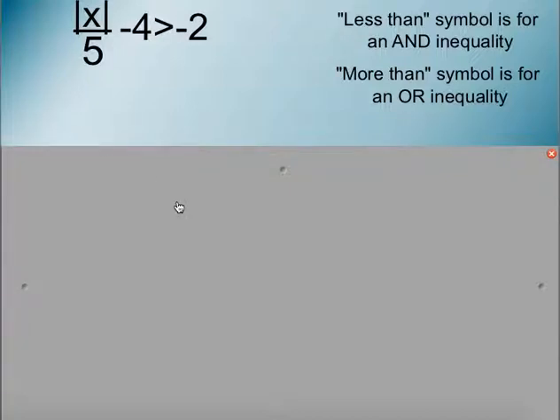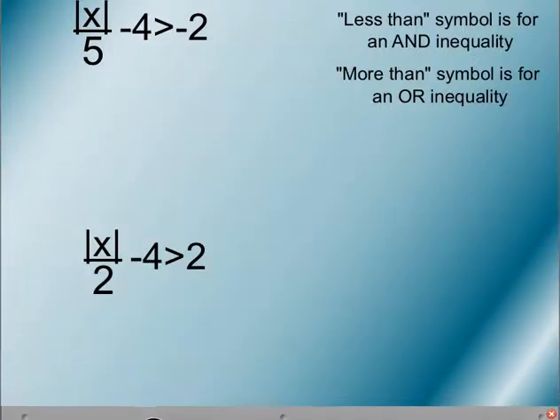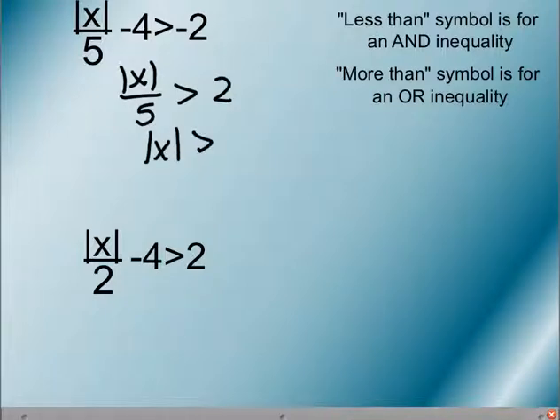You can try some of these on your own. Just remember, isolate the variable, okay? Do those opposite operations, so plus 4, times 5, plus 4, times 2. I'll just show you one of these. So let's say I do the top one, and I add 4 on each side to get absolute value of x over 5 is greater than 2, times 5 gives me absolute value of x is greater than 10, which means x is greater than 10 or x is less than negative 10.